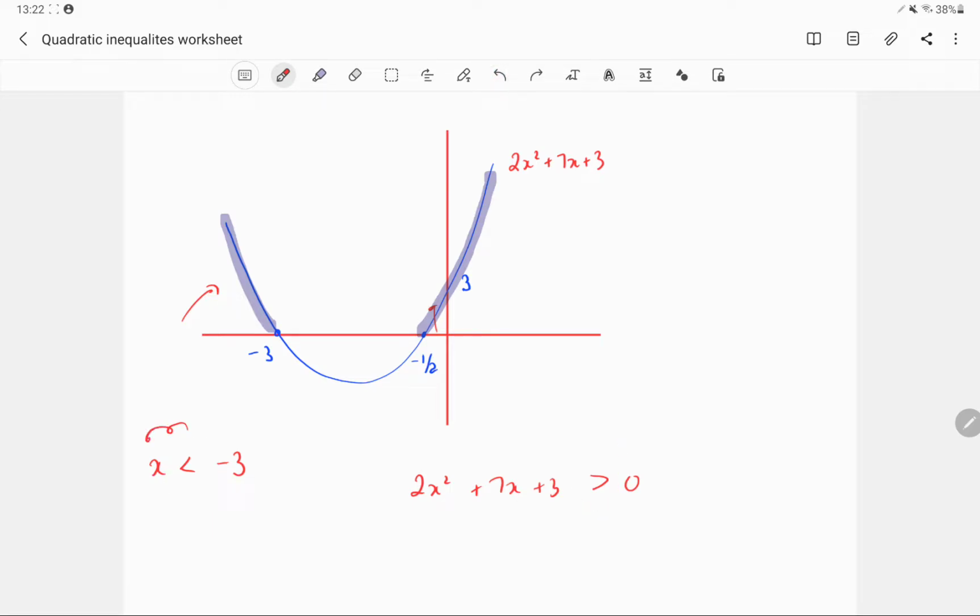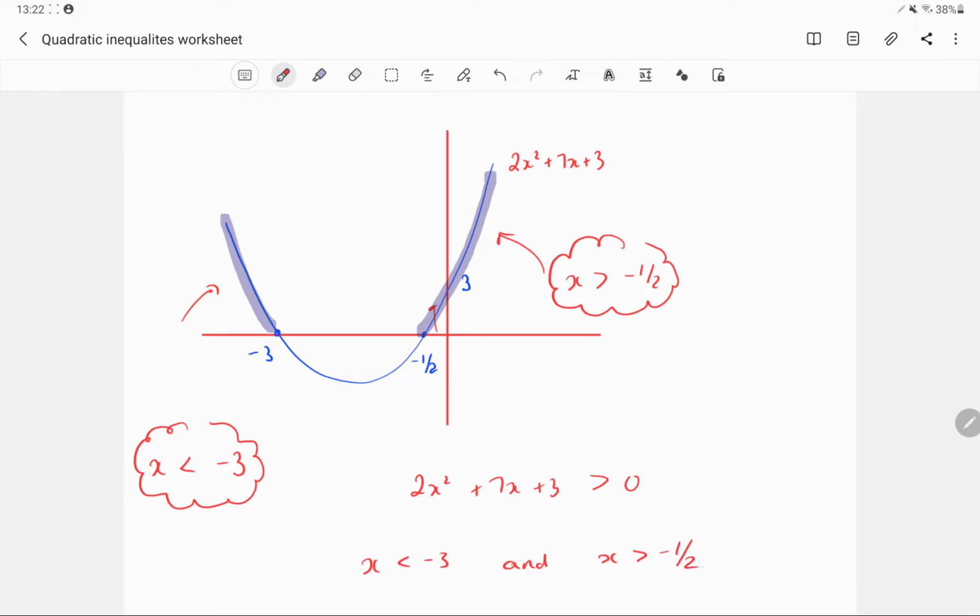So this is one of our solutions. And there's another solution. It is positive here, to the right of minus a half, so x is greater than minus a half. So there are two regions, two solutions. You just write them separately. Because these are above the x-axis, i.e. positive, we're going to have two solutions. Our previous question was below the x-axis. It was only one solution. It was a closed group.